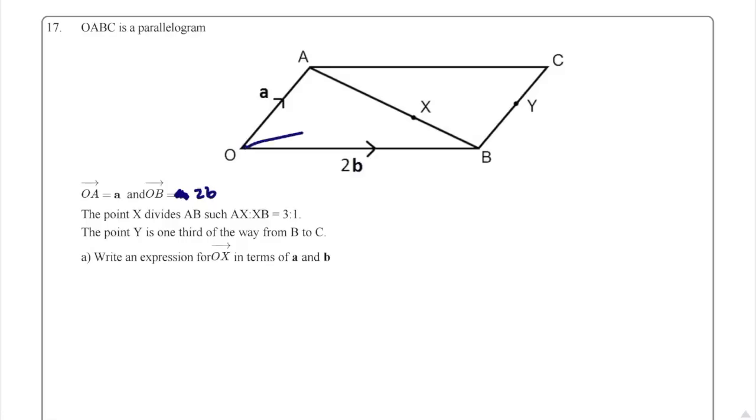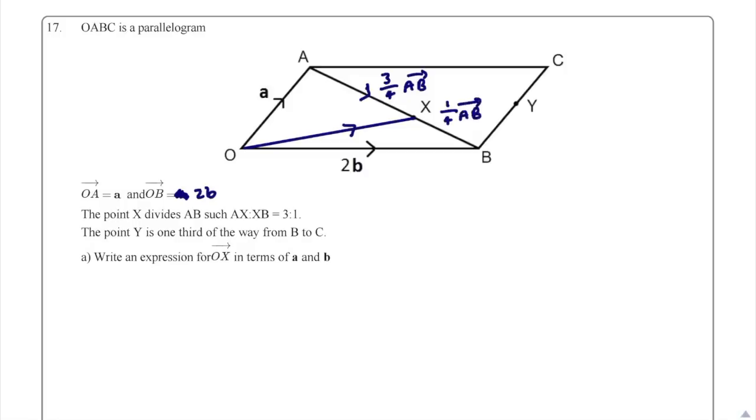Okay, so we're trying to work out this vector here from O to X. The first thing we need to think about is the vector A to B. Now we can take this magnitude here, and because we know that the ratio of A to X to B is 3 to 1, the length of A to X is going to be 3/4 of the vector A to B. And that means the length of X to B is going to be 1/4 of the vector A to B.